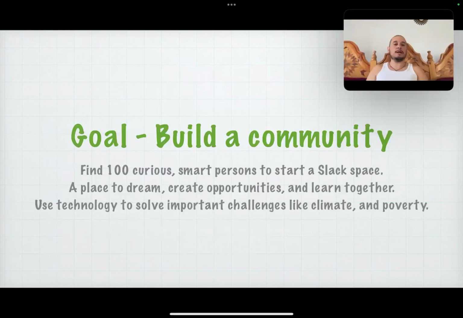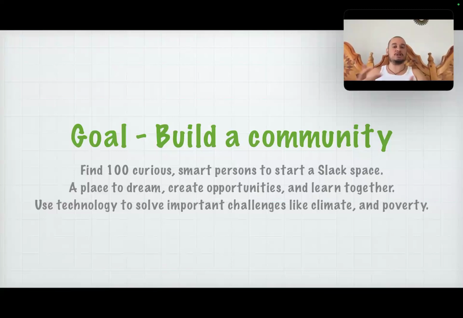And with that, I'm looking to build a community. I want to find 100 curious, smart persons to start engaging in a Slack space. I imagine this as a place to dream, to create opportunities, to share opportunities, to learn together, and to discuss the questions that I'm proposing. I would love to not only read them to you, but read them from you, so that these ideas start generating momentum among us, and we can either have fun discussing them, training our minds, but also making them a reality, to use technology to solve important problems like climate change and poverty. Big problems. That's my goal.